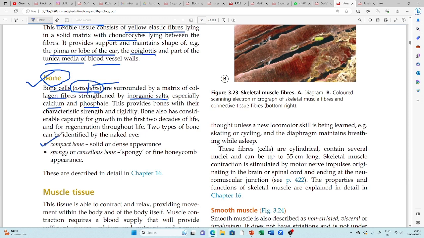Different types of bone also exist based on strength. The first one is compact bone, which has a dense appearance and is solid. The second one is spongy or cancellous bone, which has a spongy or fine honeycomb appearance. Okay, this is the second type. These details of the bone we will study in another chapter. Here we are finishing connective tissue.